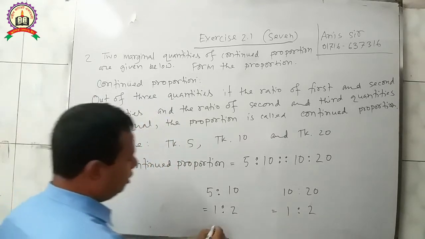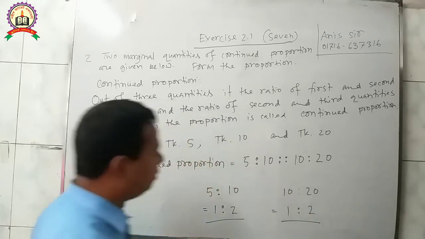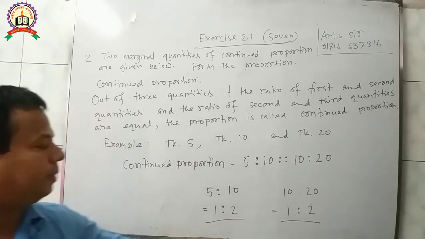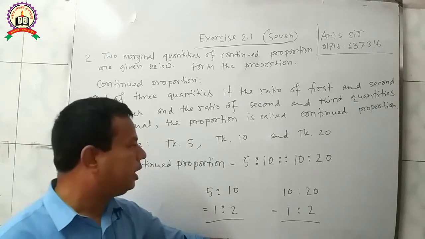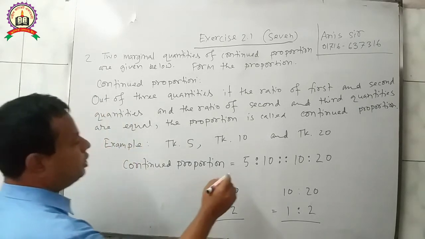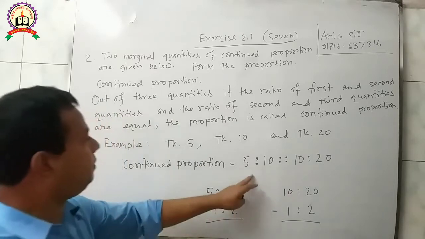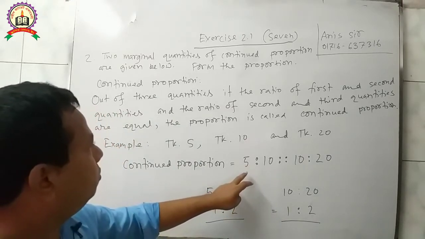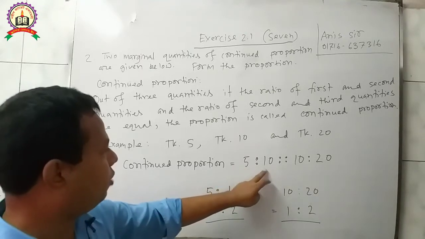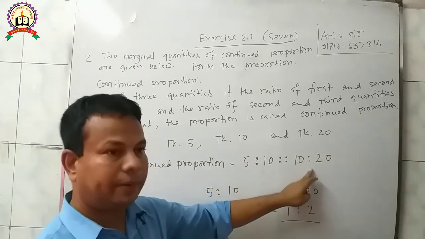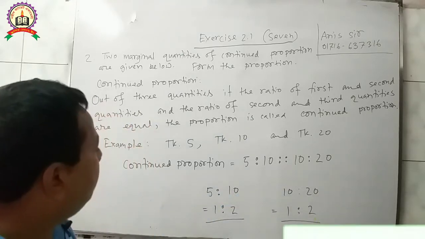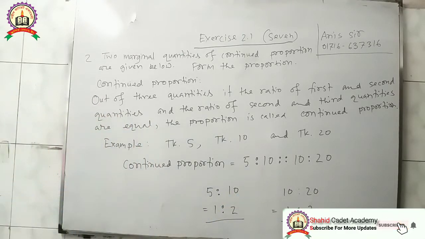That means the first ratio and the second ratio are equal. This proportion is formed by three quantities: the first ratio by the first and second quantities, and the second ratio by the second and third quantities. This type of proportion is called continued proportion.